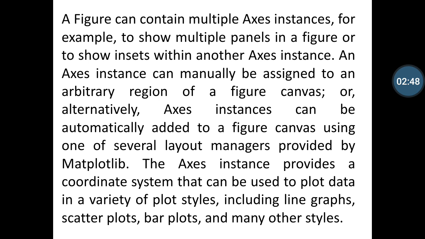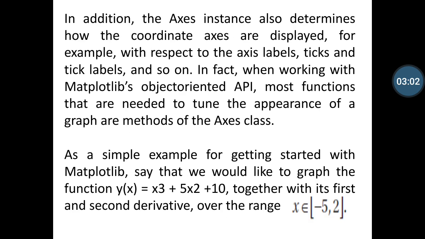The axis instance provides a coordinate system that can be used to plot data in a variety of plot styles, including line graphs, scatter plots, bar plots, and many other styles. In addition, the axis instance also determines how the coordinate axes are displayed, for example, with respect to the axis labels, tick labels, and so on. In fact, when working with the Matplotlib object-oriented API, most functions that are needed to tune the appearance of a graph are methods of the axis class.